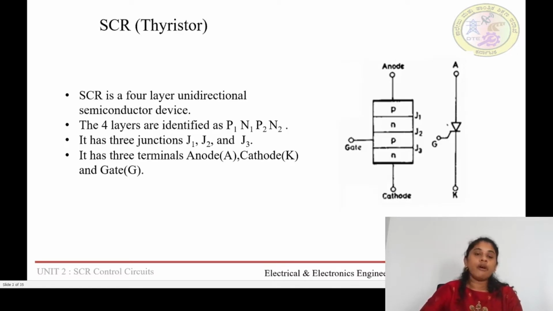You have already learnt about SCR in the earlier sessions. To tell briefly about SCR, it contains 4 layers P, N, P, N, and it has 3 junctions, junction J1, junction J2 and junction J3. It has 3 terminals, anode, cathode and gate. This is the symbol of the SCR.